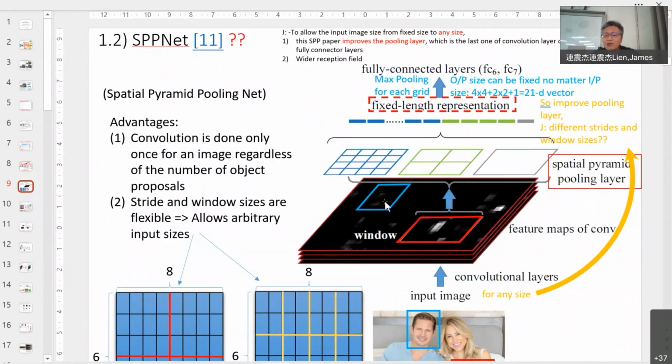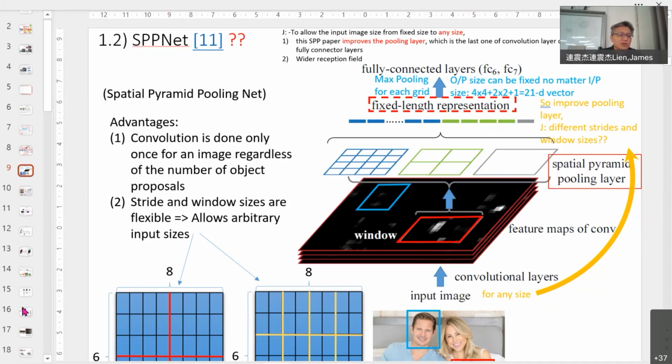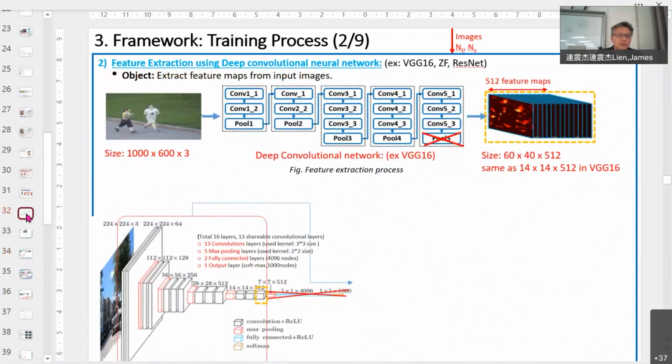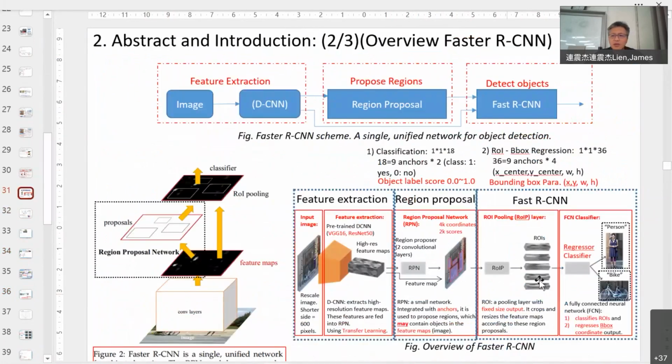Suppose this ROI is the output of the region proposal network, and you have many features. No matter what kind of region you input here, the output size will be the same. The output dimension will be the same. So here is SPP, we call it pooling or alignment, and based on it, we input to here.